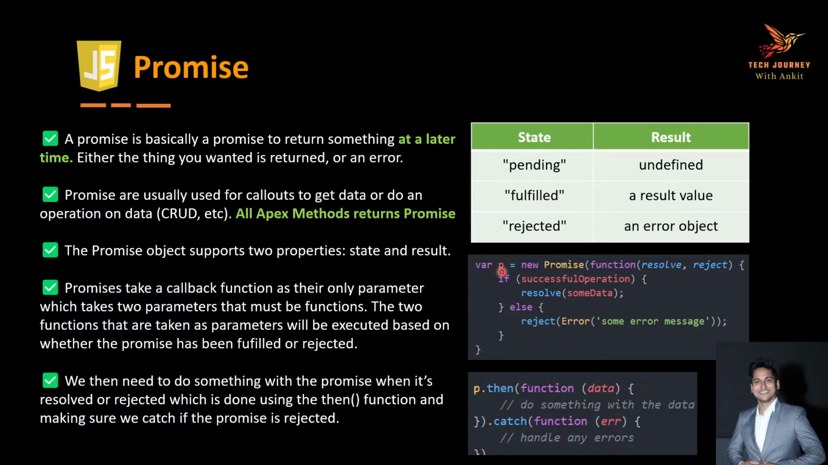In case your operation is successful, you can make it resolved. In case your operation is getting errored out, you can reject it. As soon as you put in the result with resolve, the promise state will be fulfilled. As soon as you make it rejected, your state will be changed to rejected. This is what you do in case you have to create your own promise.